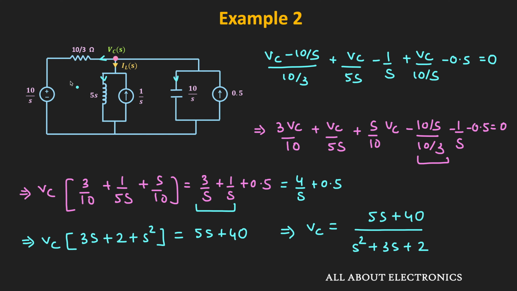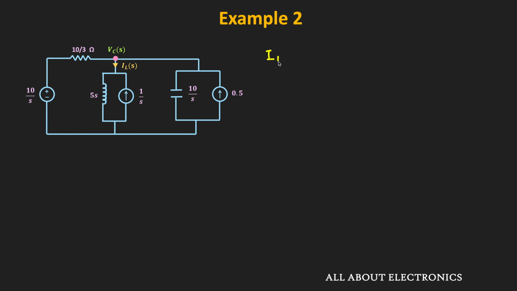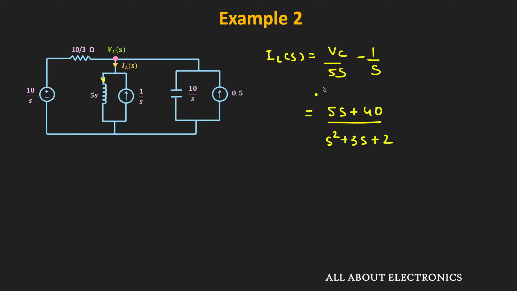And as you can see over here, this current IL of s is the current through these two branches. So we can say that IL of s is equal to Vc divided by 5s, that is this current, minus 1 divided by s. And we have seen that Vc is equal to 5s plus 40 divided by s square plus 3s plus 2. So in the denominator of that, we will have this 5s. And over here, we will have this minus 1 divided by s.